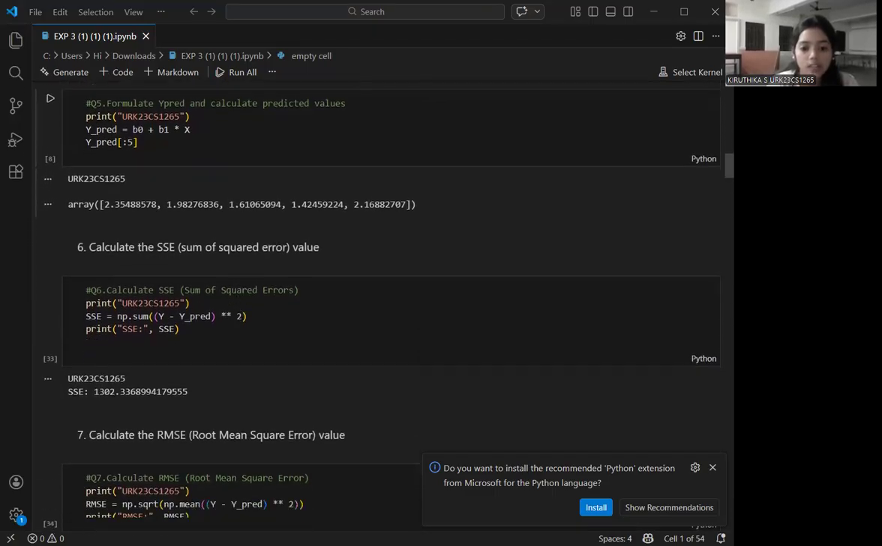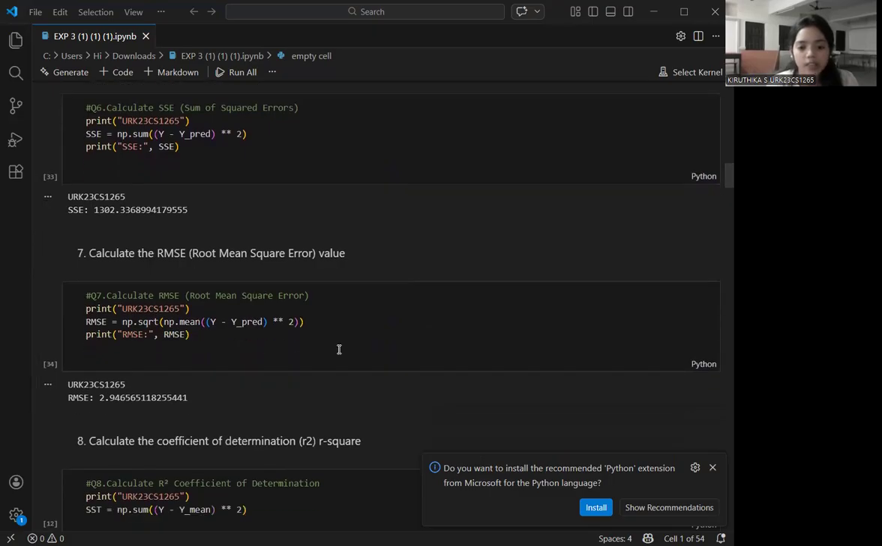And the sixth one is we have calculated the sum of squared error value. The formula is SSE is equal to summation of (y minus y predict) the whole square. SSE measures the total error between the actual value and the predicted value. And a smaller SSE means the model predicts closer to the real data.